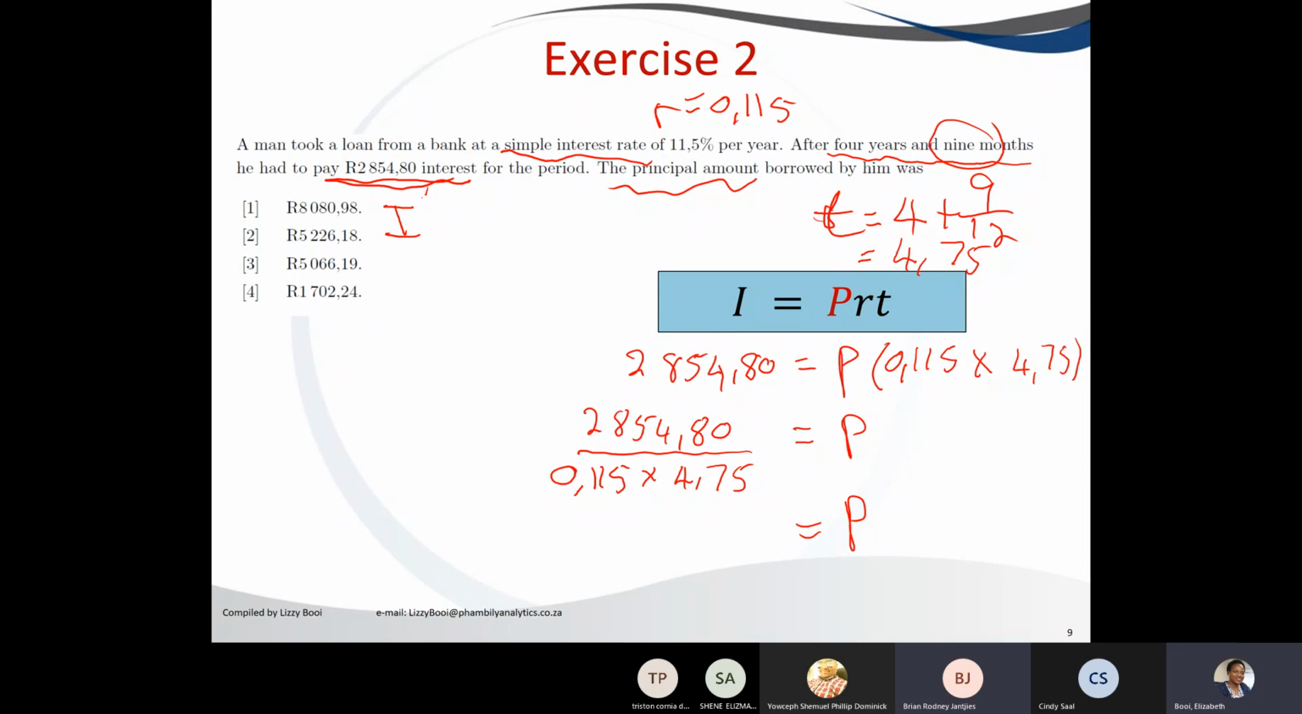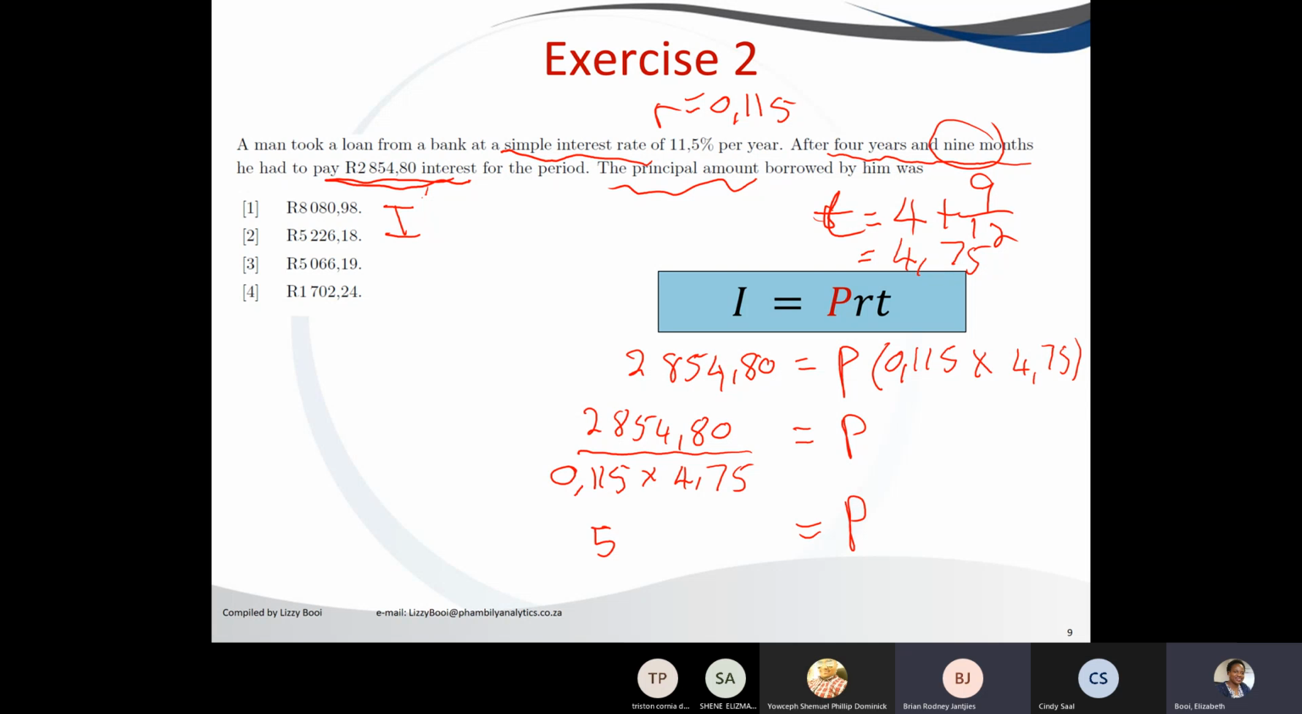Hi, Lizzie. Yes, Brian again. Yes, Brian. So I got 5226.18, option 2. Yes, because 0.115 times 4.75 gives us 0.546625.